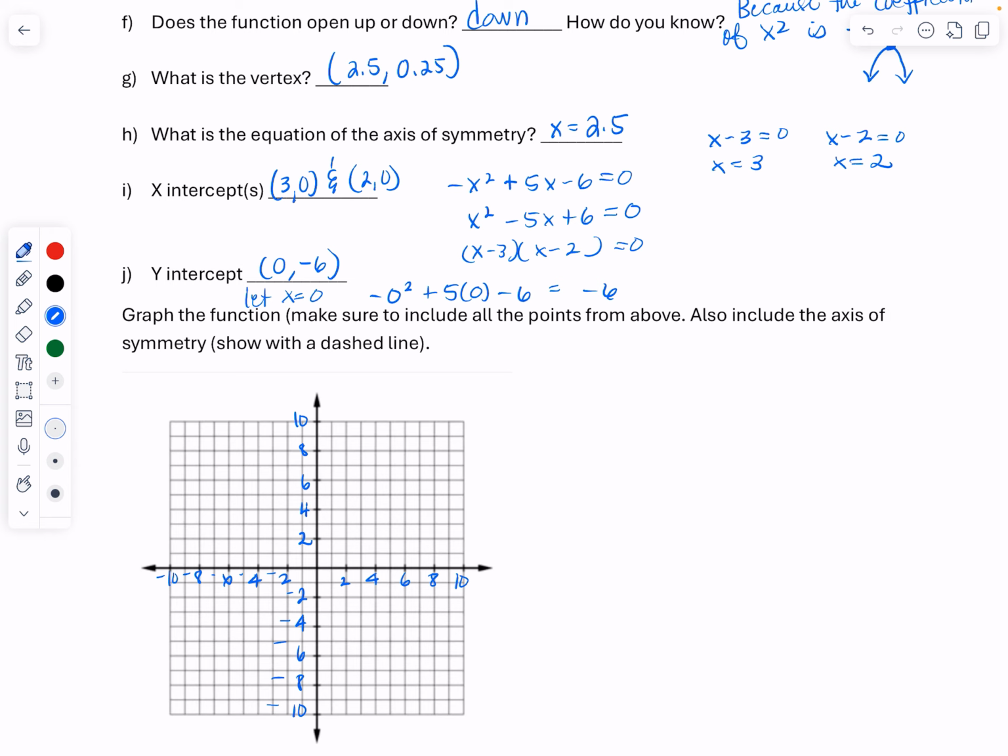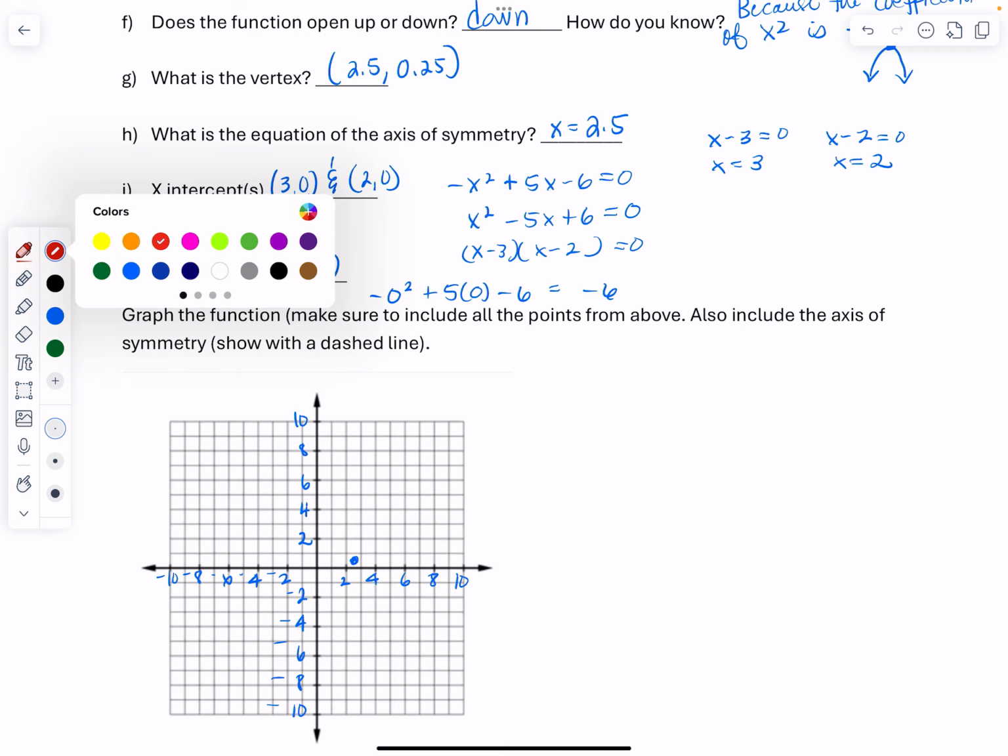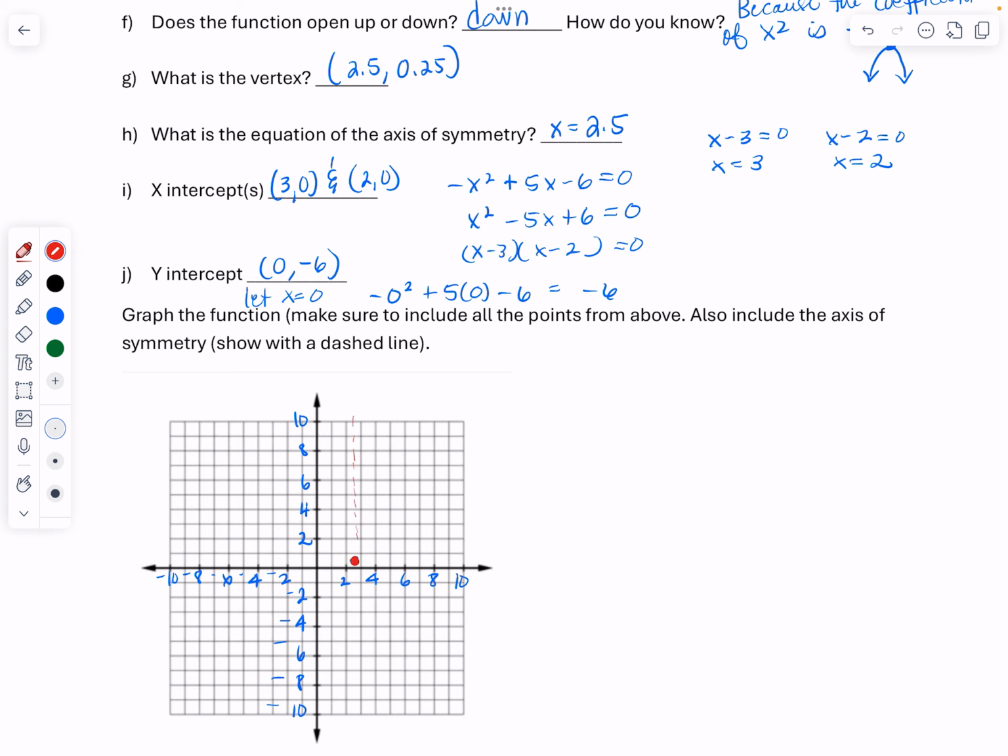So now I'm going to plot. My vertex is 2.5, and then just up a little bit, up a quarter of the way. So I'll do this in red. The vertex is here. My axis of symmetry is right at that vertex in the x direction. So there we go. My x-intercepts are 3, 0 and 2, 0. And my y-intercept is 0, negative 6.